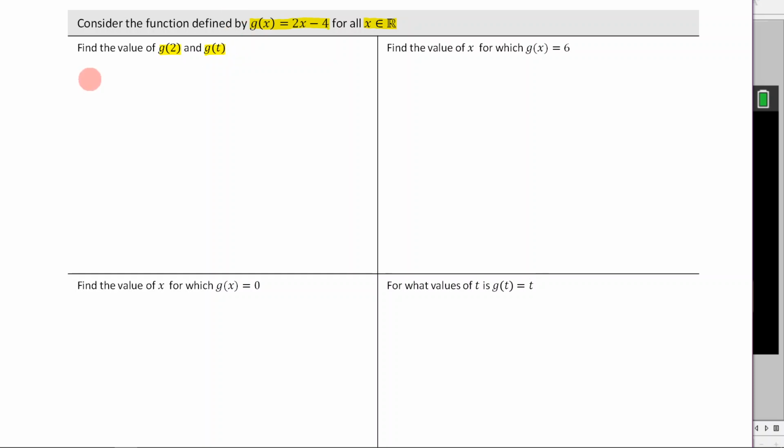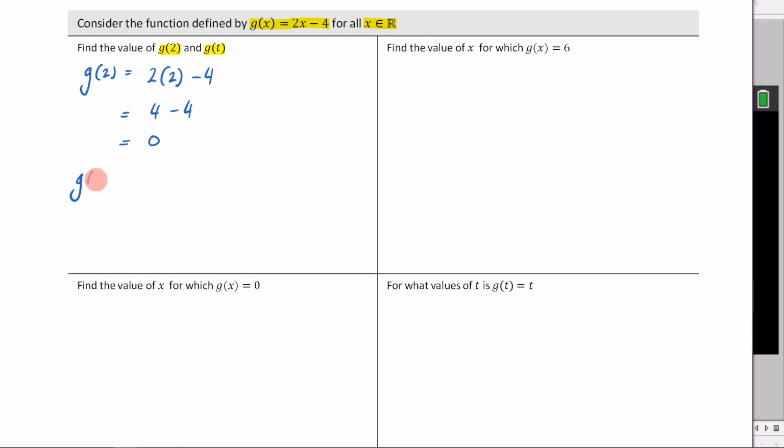So g of 2 means I replace my x with a 2. So it's going to be 2 times 2 minus 4. As you can see, in that x spot, I've just put a 2 there. 2 times 2 is 4, minus 4. 4 minus 4 is 0.